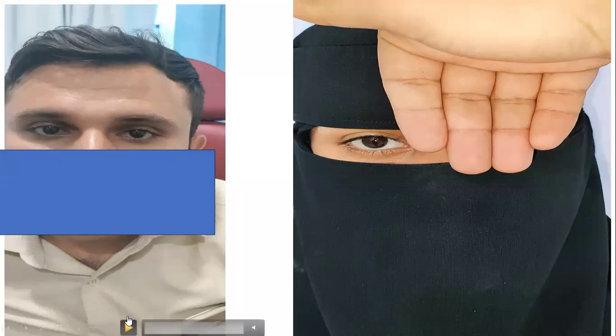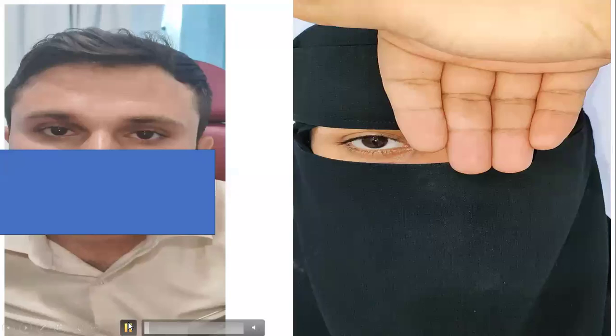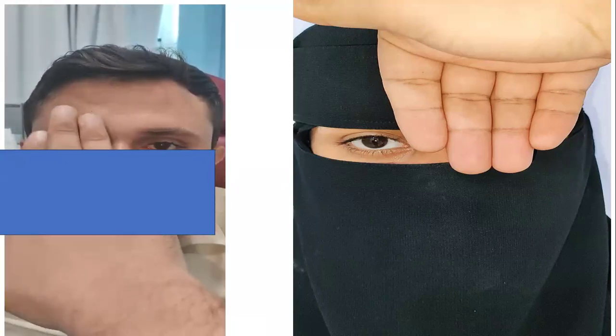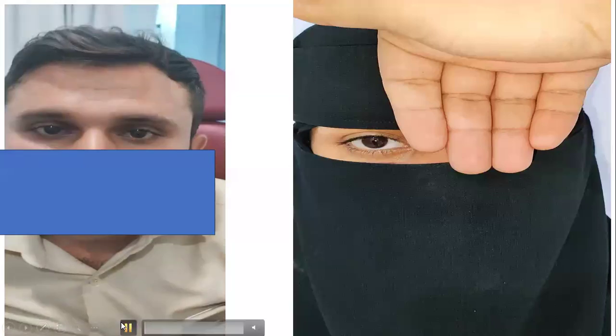Anyone can take this small video? Yes, I'll try. It is simple. So here I'm doing the cover test over the left eye, uncover, then cover, uncover, cover, uncover. So what do you say? What do you see, Dr. Rimia? Yes, when you cover the left eye and then uncover, the left eye slowly comes down to take up fixation.